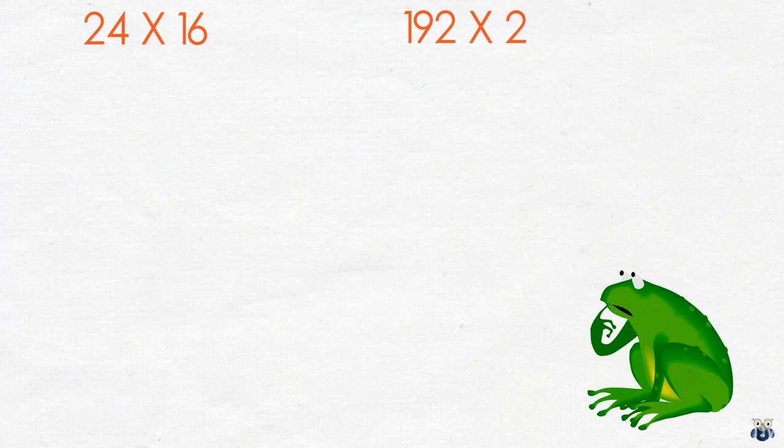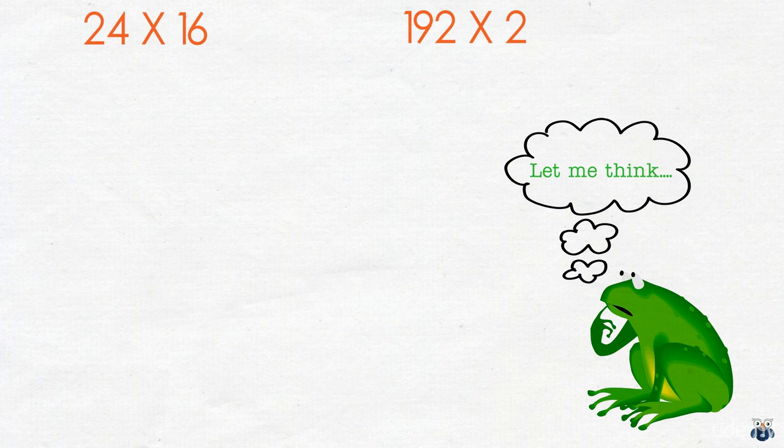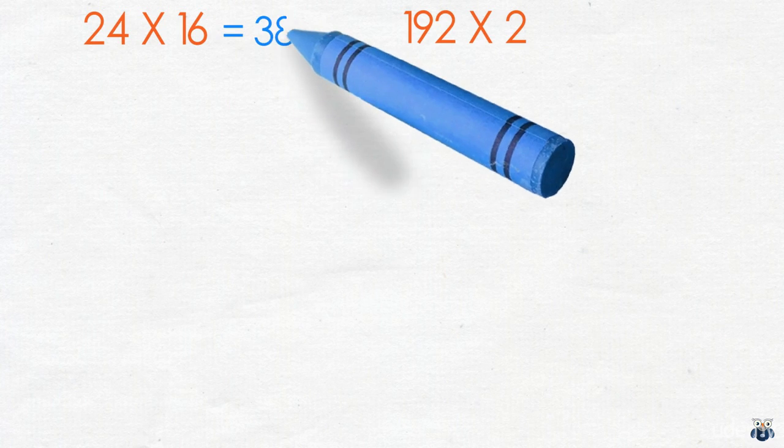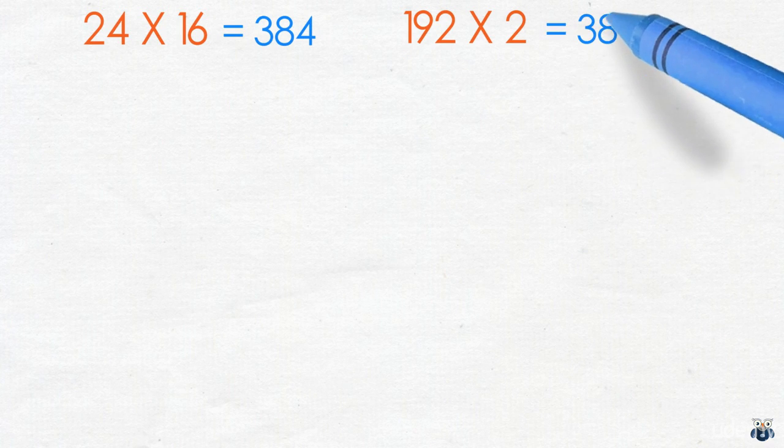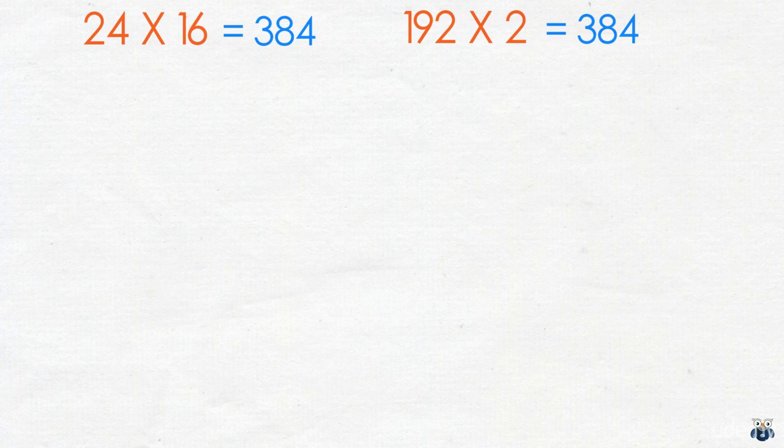Alright, let's look at one last tip. Here are 2 exercises. Which exercise is faster to solve mentally? The second one, right? But both yield the same answer. As a matter of fact, the second exercise can be derived from the first. Let's see how. Focus on the first exercise, please.